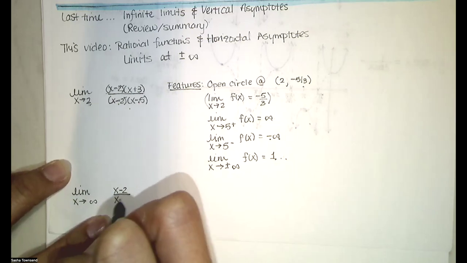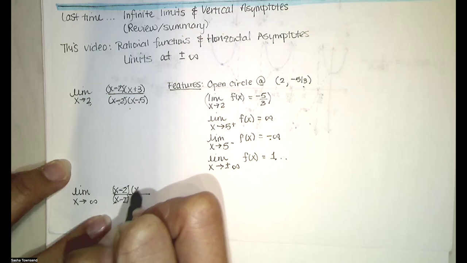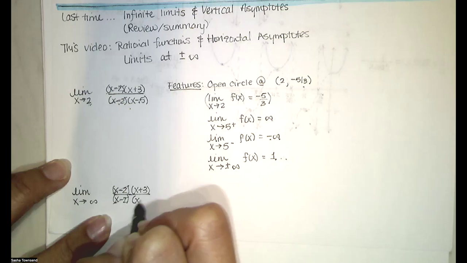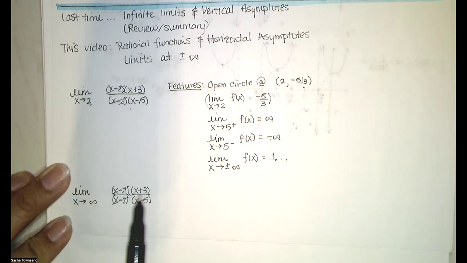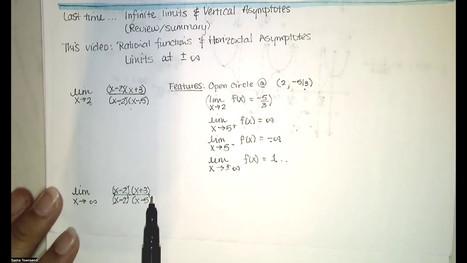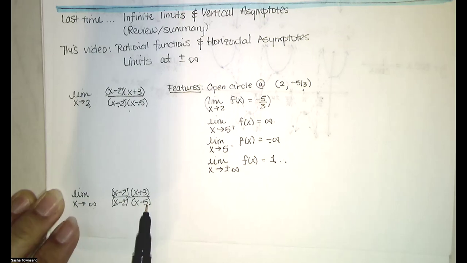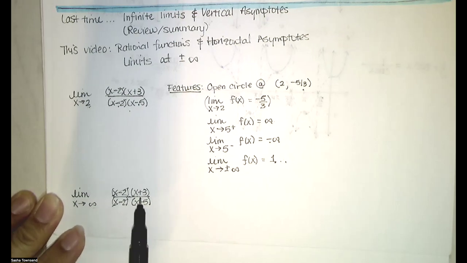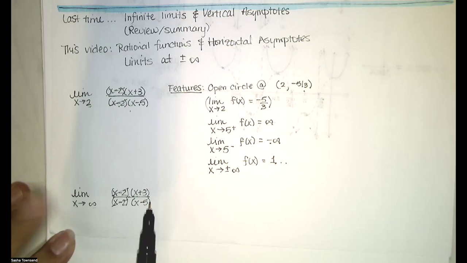And if we're not in the vicinity of 2, we can just reduce those factors. And we've got x plus 3 over x minus 5. Now, as x goes to infinity, if x is a very large positive number, the numerator is a large positive number plus 3, and the denominator is a large positive number minus 5. So if x is 1,000,000, in the numerator we have 1,000,000 plus 3, and in the denominator we have 1,000,000 minus 5.